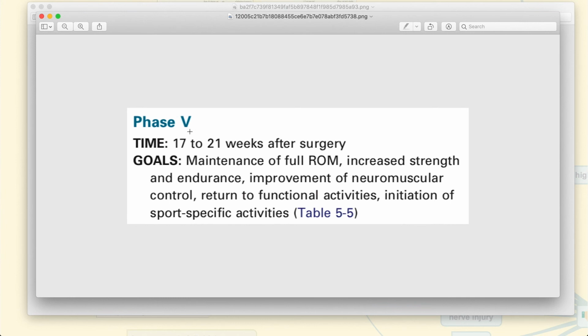Look at the weeks here. It is at least week 17. It means that it is already at least 4 months after the surgery when the patient is allowed to initiate their sport-specific activities. Remember, initiate is not full sport-specific activities but only light sport activities.